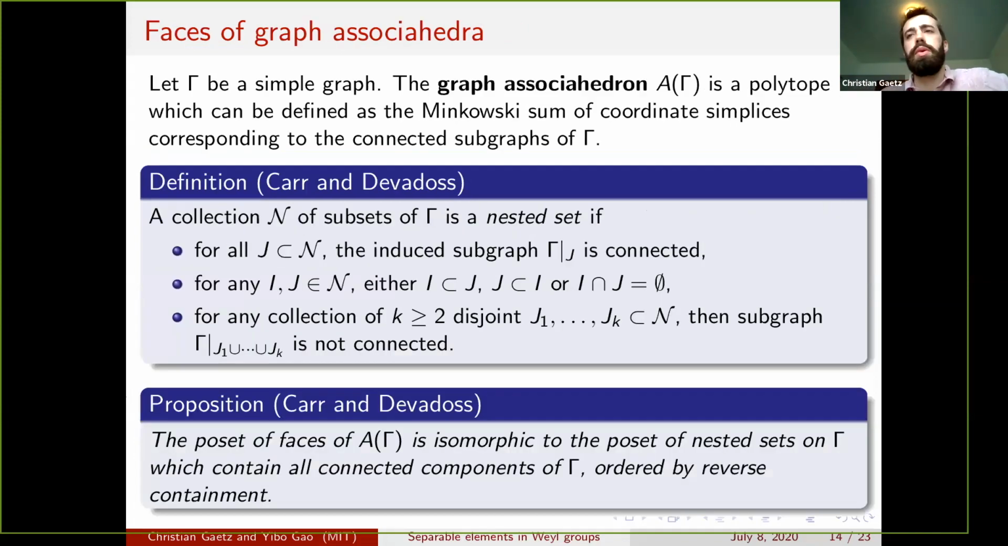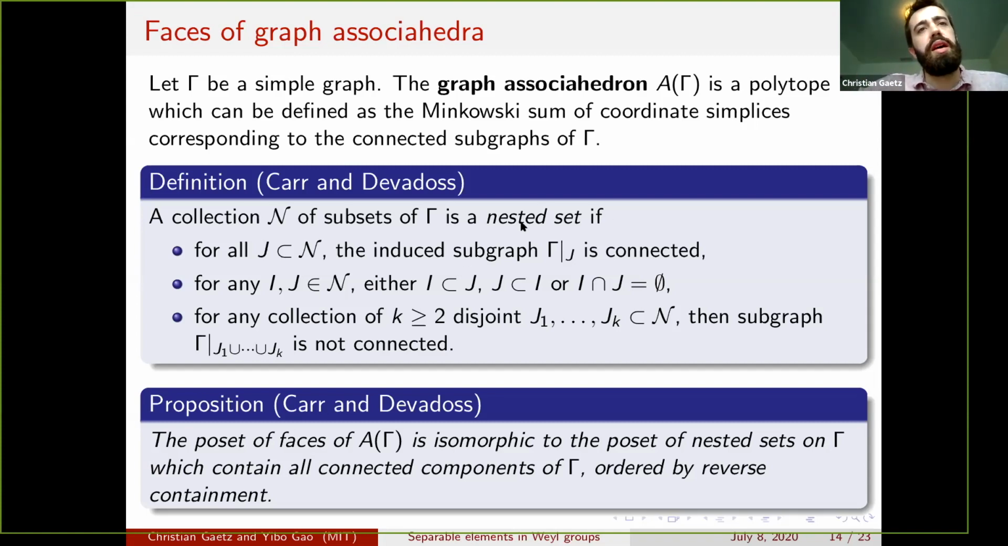So first, I want to briefly mention a little bit of combinatorics about the enumeration of these separable elements in connection with faces of graph associahedra. So the graph associahedron is a polytope, which is the Minkowski sum of coordinate simplices corresponding to the connected subgraphs of some graph. The graph we're going to be interested in is the Dynkin diagram of whatever root system we're working in. So in the case of the symmetric group, if that's what you prefer to think about, this graph is just a path graph.